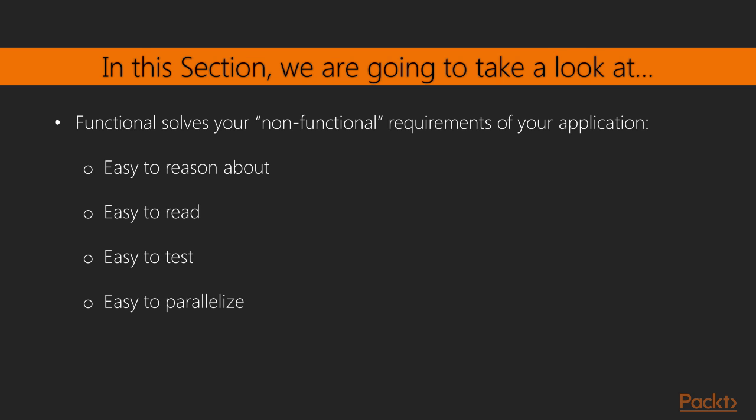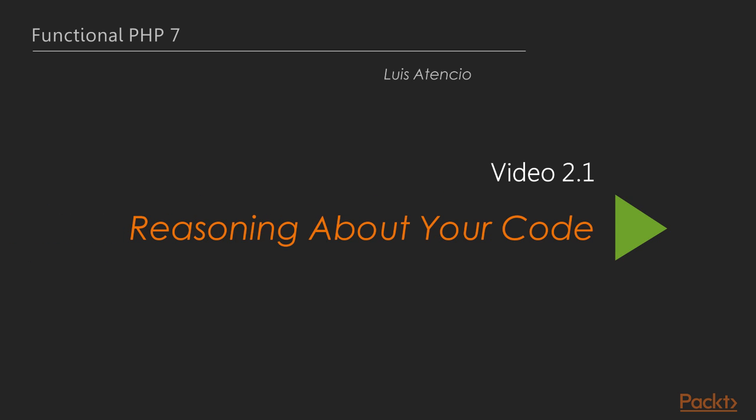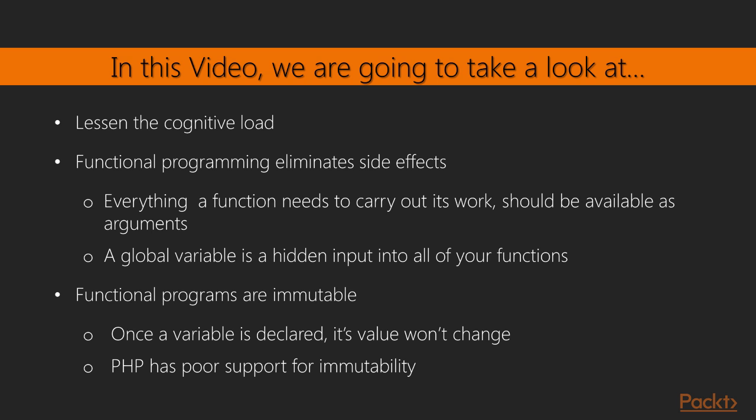And when you have protection around immutability and side effect-free functions, it also makes code easier to parallelize. Now, this last concern is something that we won't be addressing in this course, but we will be focusing on the first three, and it's definitely something to keep in mind if you wanted to take your functional programming skills onto a different platform. In the first video of this section, we're going to learn the meaning of writing code that is easier to reason about.